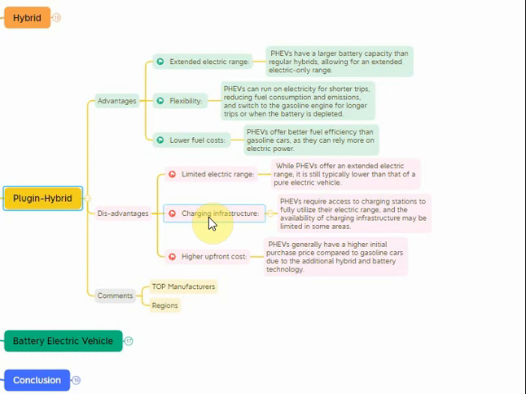And finally, the higher upfront cost. The plug-in hybrid, as you can imagine, includes an additional charging system in addition to the traditional system and the hybrid system, so definitely it is a little bit more expensive than a standard hybrid vehicle. Some of the top manufacturers include again Toyota, and also there are many OEMs in Europe and the US who are now adopting plug-in hybrids.